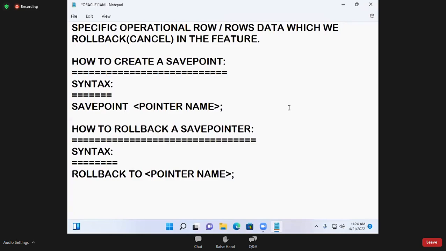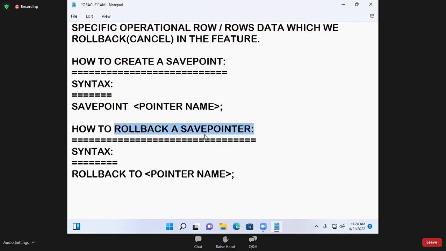Now carefully observe one point. Here rollback to savepoint is there, but how to commit a savepoint is not there, because savepoints are created especially for rollback purposes, not for commit purposes. That is the first point to be remembered.